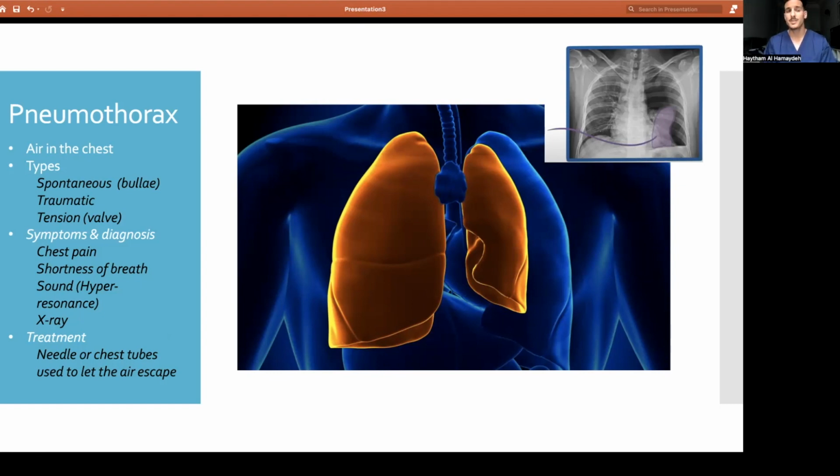And so if there is a leak, the air would go into the pleural space, and that would cause the negative pressure to decline.